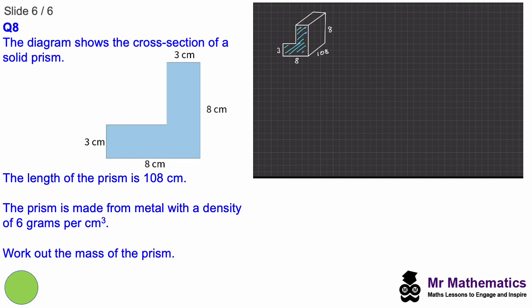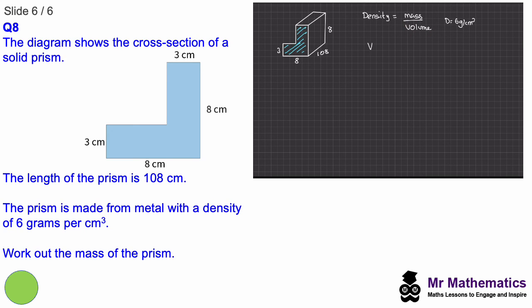So we've been asked to work out the mass of this prism. So we know, first of all, that density is related to mass and volume, in that it is the mass divided by volume. And we've been told in the question that the density is 6 grams per centimetre cubed. So all we need to work out is the volume.